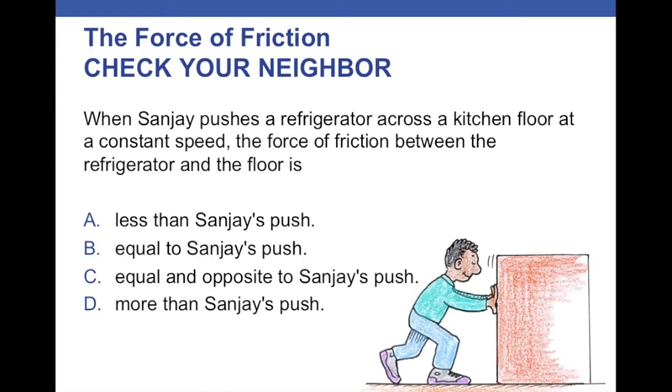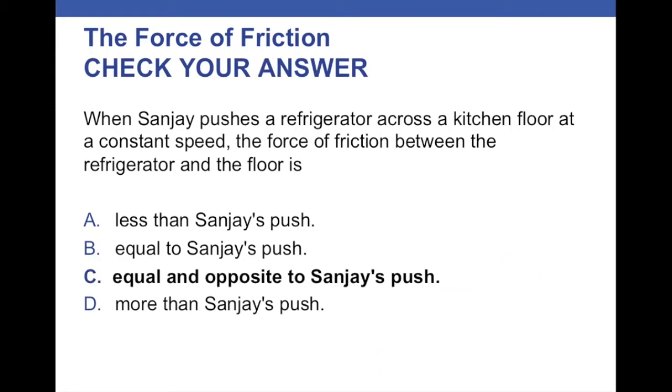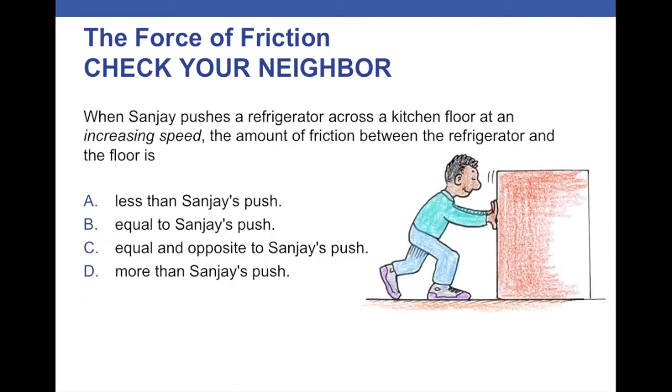Okay, when Sanjay pushes a refrigerator across the kitchen floor at a constant speed, the force of friction between the refrigerator and the floor is... So go ahead and pick the best one. You can pause it now. Equal and opposite, that's right, so that they cancel out, and so that there is no acceleration. If it was equal to Sanjay's push, then the object would be accelerating because they'd both be pushing in the same direction. Carefully.